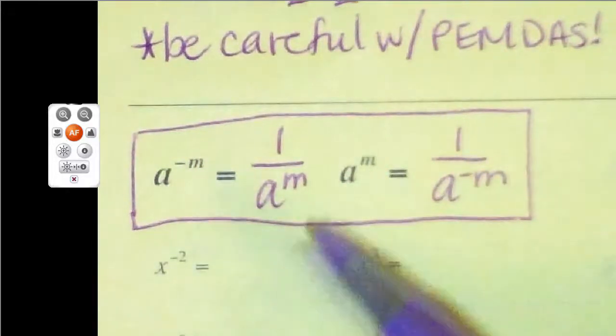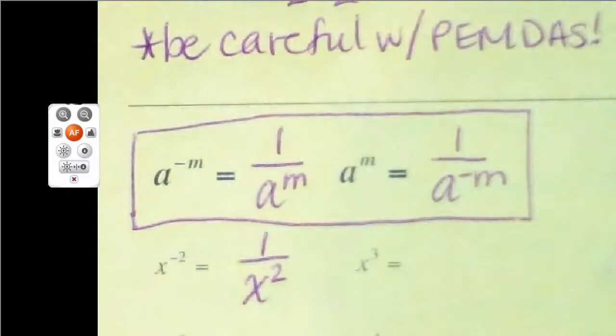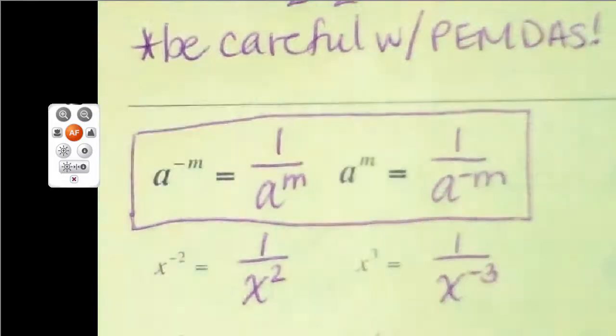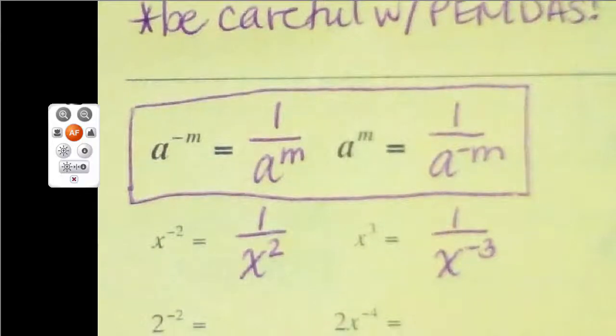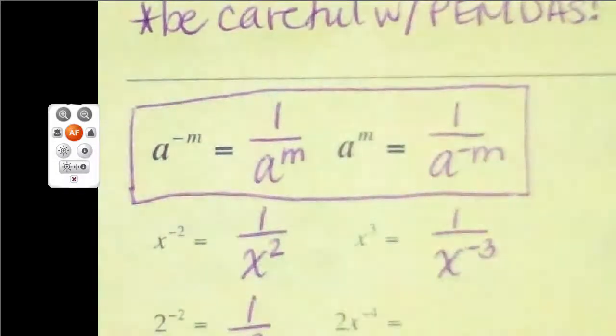So if I have x to the negative 2, that's 1 over x squared. If I have x to the third, that's 1 over x to the negative 3. So if for some reason you needed to move an exponent and make it negative, it goes to the other side of the fraction. 2 to the negative 2 is 1 over 2 squared. Again, you don't have to clean those up tonight, that is 1/4.